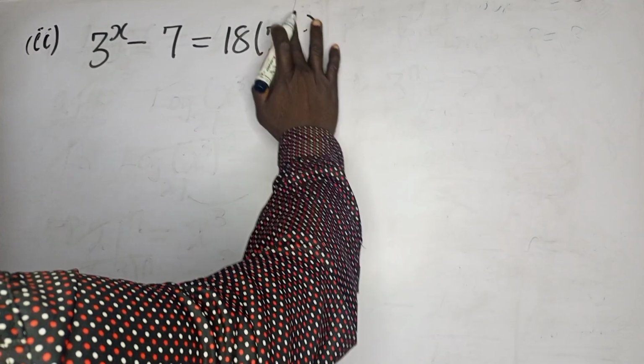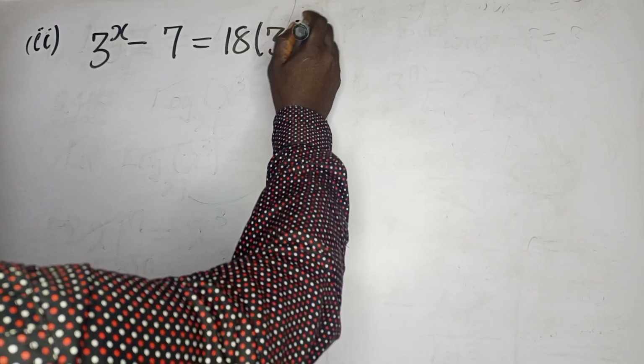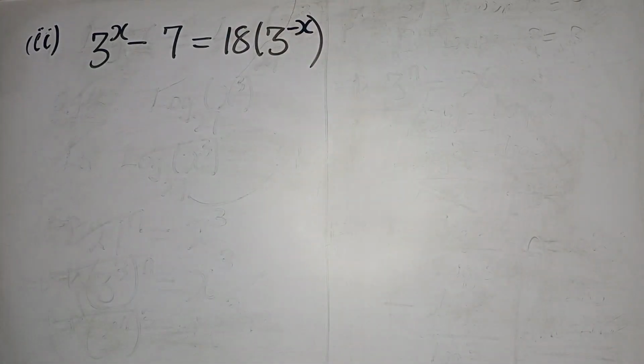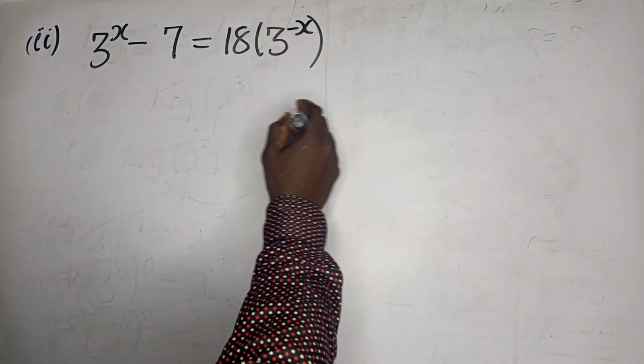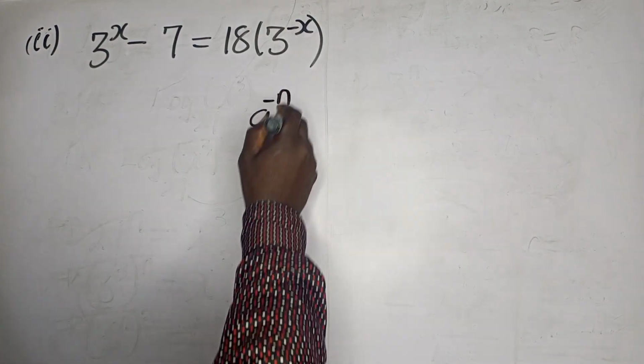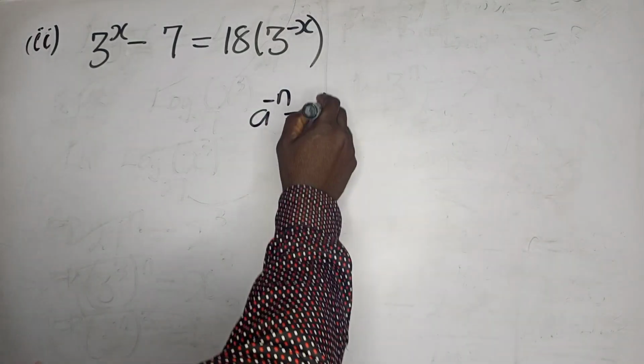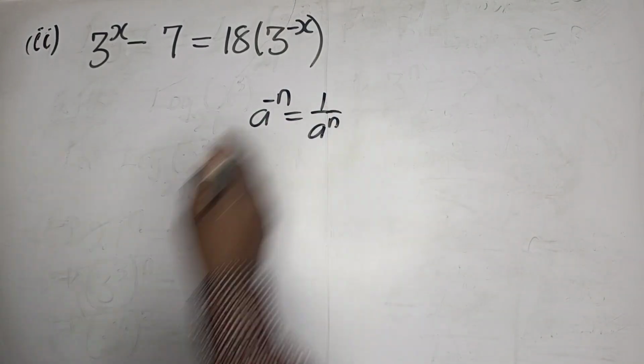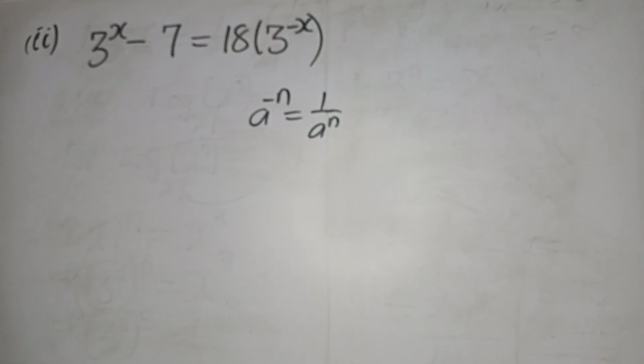Please, this is power negative x. We have to be careful there. The power there is negative x. So let's go gradually. When we have any expression with the index power negative, we know it is 1 all over, it's written as such. a to the power negative n is equal to 1 all over a to the n.